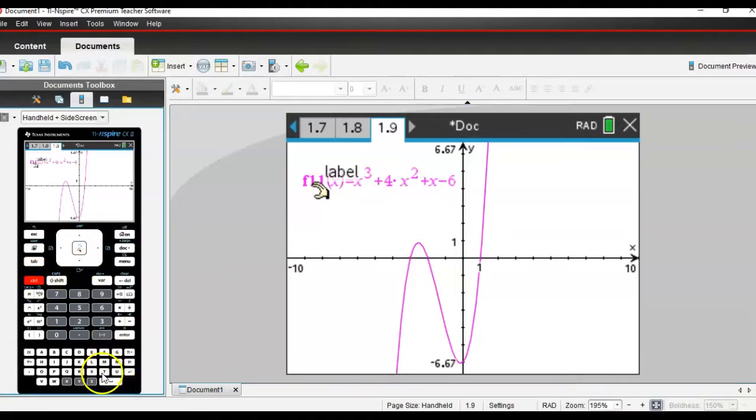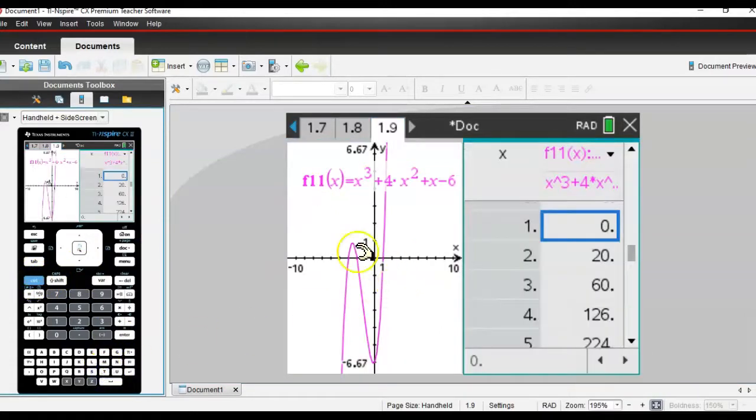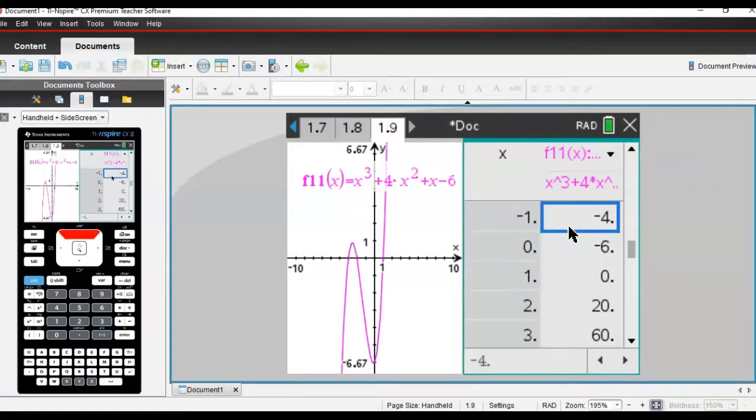Well, one of the first things I might do is pull up the table. Control T for table, Control T. And this is the 11th function that I've got programmed right now, so I put this on the 11th function. So these are my x's and these are my y's. Why do I have this brought up here? Because this is so helpful. I want to know where this thing is going.